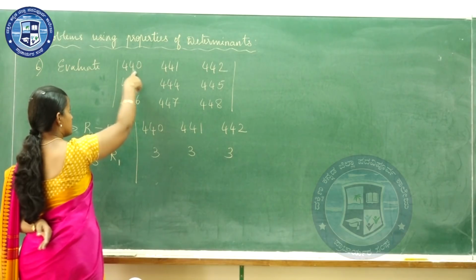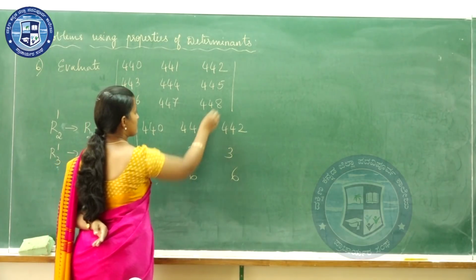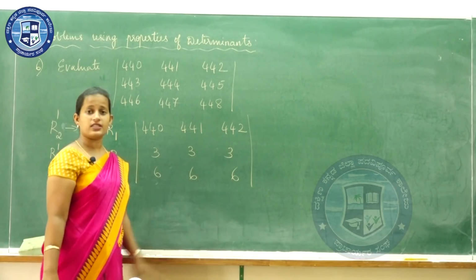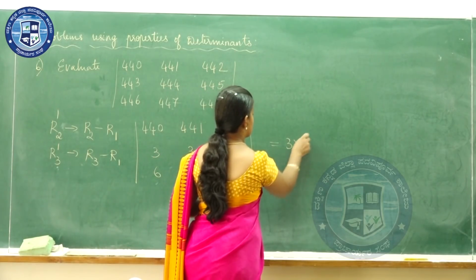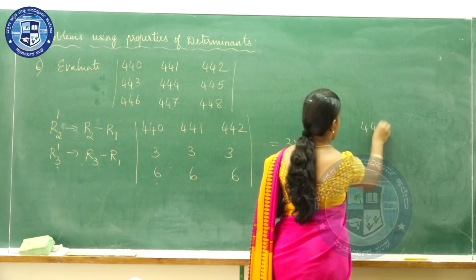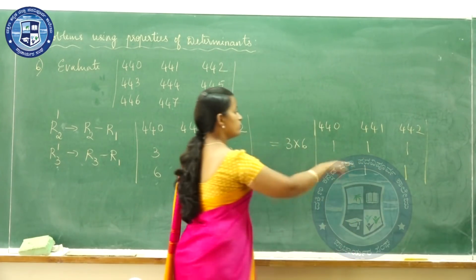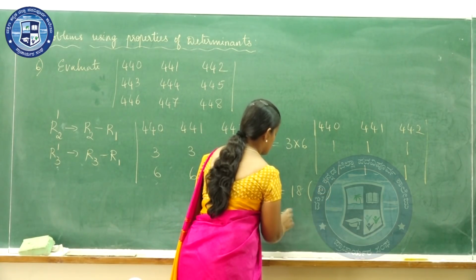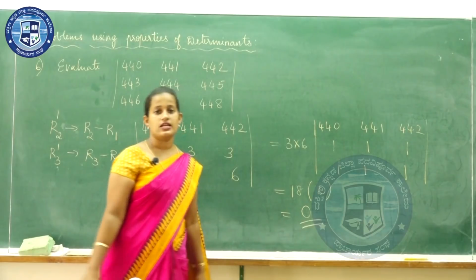So 446 minus 440. So it is 6. So 447 minus 441 is also 6. This is also 6. Now if you observe, 3 is common in the second row, 6 is common in the third row, take both out. So 3 and 6, take it out, what will remain? 440, 441, 442, then you have 1, 1, 1, 1, 1 and 1. Now 2 rows are identical, therefore the determinant is 0, so the answer is also 0. So this determinant value is 0.